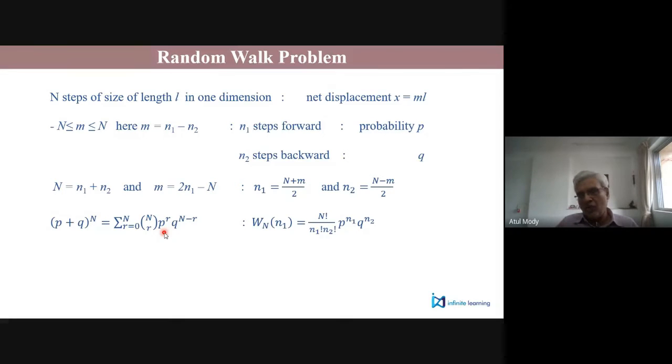Each term represents a probability that R steps are taken forward and N minus R steps are taken backward. And this probability, instead of R, if I write N1, would be, of course, if you had written here NCR, it would be N factorial upon R factorial, N minus R factorial. So instead of R and N minus R, we have N1 and N2. So N factorial upon N1 factorial, N2 factorial, P raised to N1, Q raised to N2, N1 steps forward, N2 steps backward.